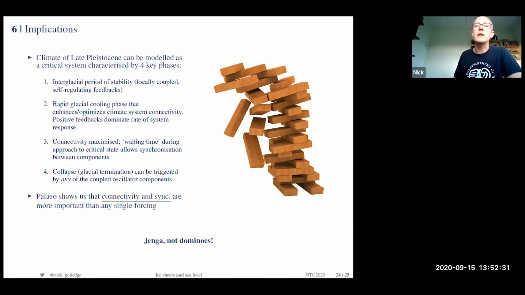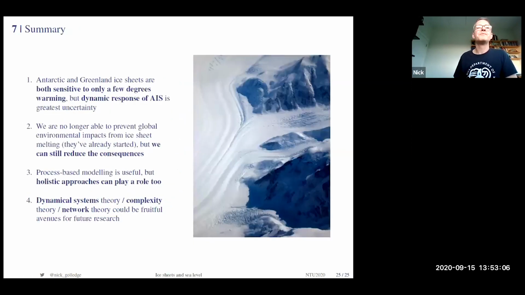So the take home from all this, I know it's a little bit abstract, is that both in paleoclimate and in future projections, we often get so hung up on thinking about an individual forcing that we lose sight of maybe other things that are more important. If we can do more to understand connectivity between Earth system components and the way that they may or may not be synchronized, then I think we can learn a lot about what may happen in the future. Okay, last slide then, please.